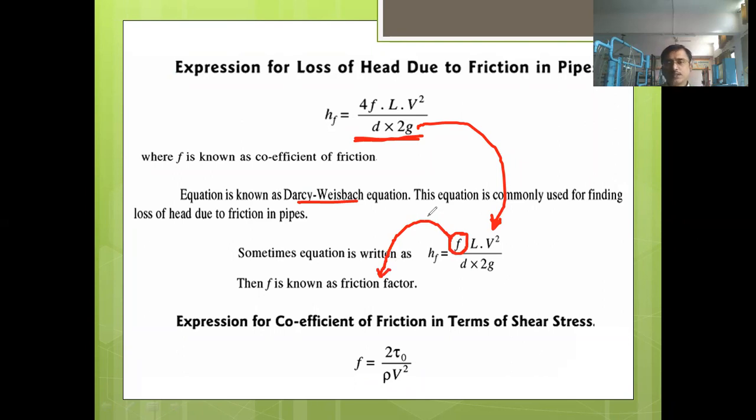When it is not 4F but only F that is written, sometimes they will write capital F also. So this F is nothing but the friction factor. This thing we have to keep in mind.